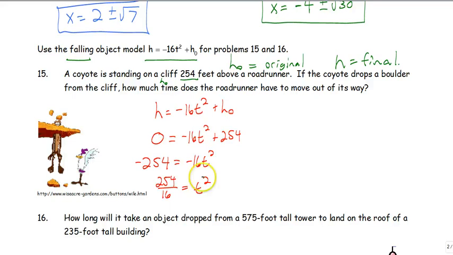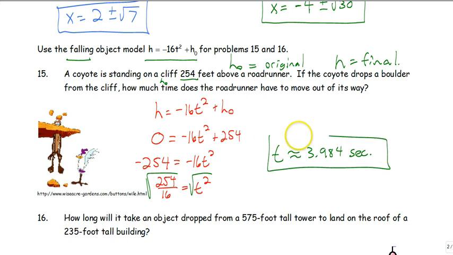So take the square root of this fraction in your calculator. You could just type it in, the square root of that fraction. And you should get t is approximately 3.984 seconds. Again, this is the only time it's acceptable to use decimals, are problems like this. I do not need an exact answer. Alright, and last problem.